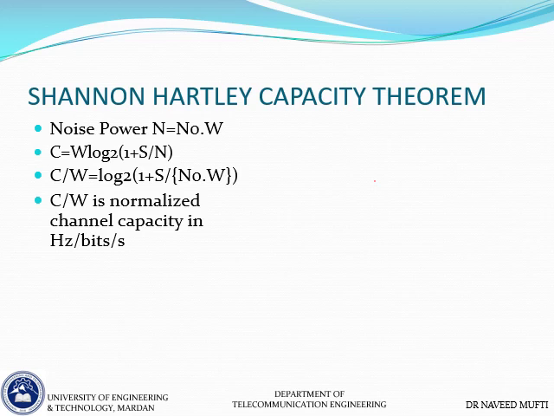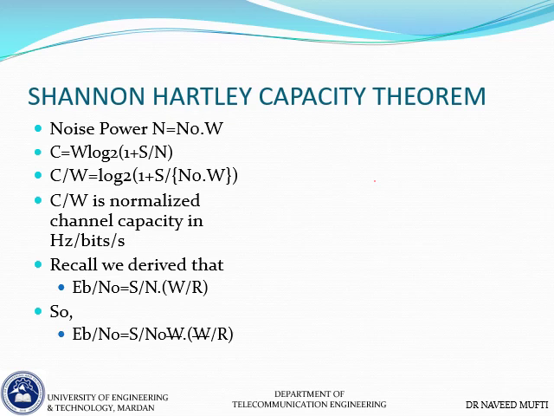C by W, we can say that is the normalized channel capacity, and its units are bits per second per hertz. So basically the hertz comes in the denominator. You have to recall we derived that EB by N naught is a normalized version of signal to noise ratio, and in fact EB by N naught is equal to signal to noise ratio multiplied by W by R, where W is the bandwidth and R is the information rate.